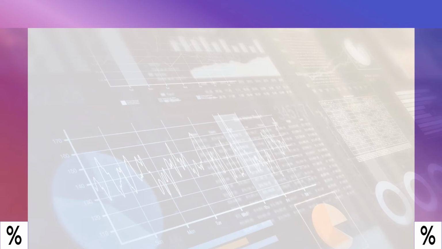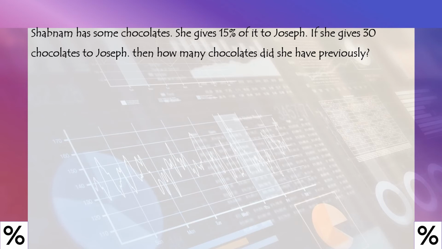Okay. Next question. Shabnam has some chocolates. She gives 15% of it to Joseph. If she gives 30 chocolates to Joseph, then how many chocolates did she have previously? Now, how many chocolates does Shabnam have? We do not know. But 15% of them she has given to Joseph.